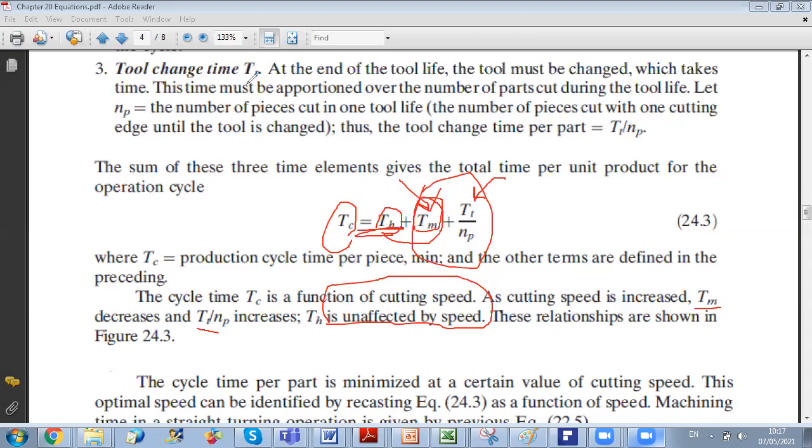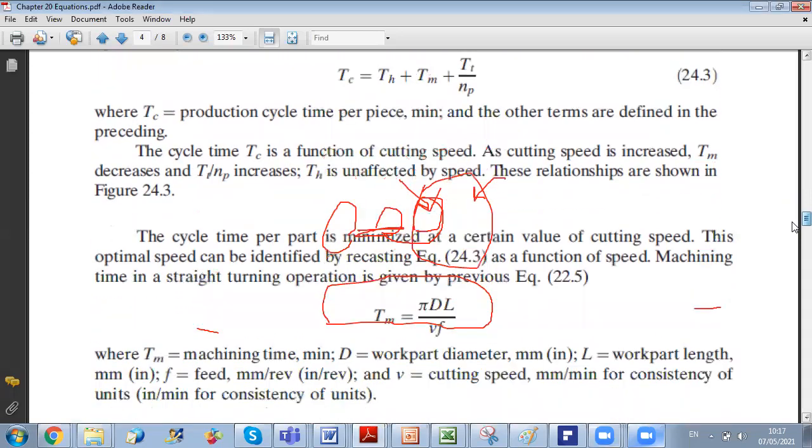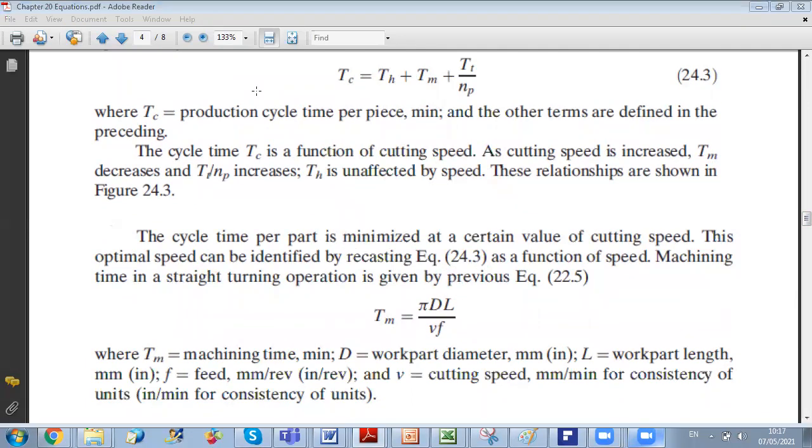Okay, so now we will see together the expression of our parameters. First, we have developed in previous chapters the machining time. So the machining time for a certain operation is a function of the length of the part and the work part diameter, and is inversely proportional to the feed and to the cutting speed. So you can see from this relation that as the cutting speed increases, the machining time will be reduced, as we predicted before.